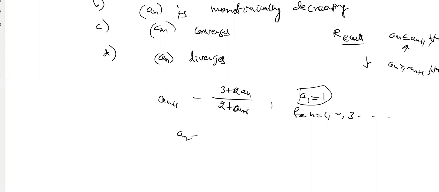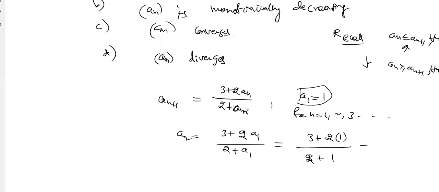Try to compute a_2. So what is a_2? It is (3 + 2a_1)/(2 + a_1), right? So 3 plus 2 into what is my a_1? 1, over 2 plus 1. That means 5 by 3, right? So 5 by 3 is always bigger than 1, right? Therefore, since a_1 is equal to 1, what you observe is that a_1 is always less than a_2.